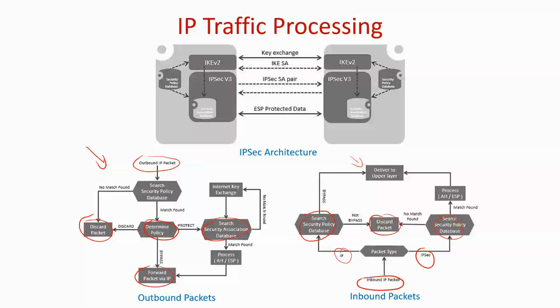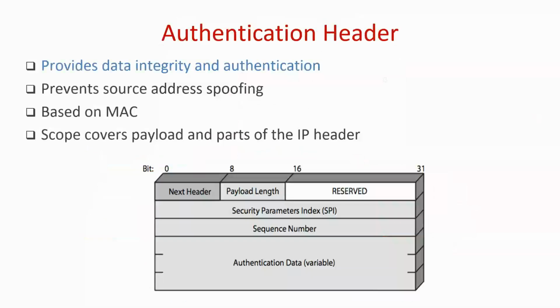Now, if the packet is IP security, then you will have to search the security policy database and see whether there is a match. Again, if there is no match, you will discard the packet. If there is a match, then you will process the packet according to either the authentication header or ESP, and then send it to the upper layer in this case.